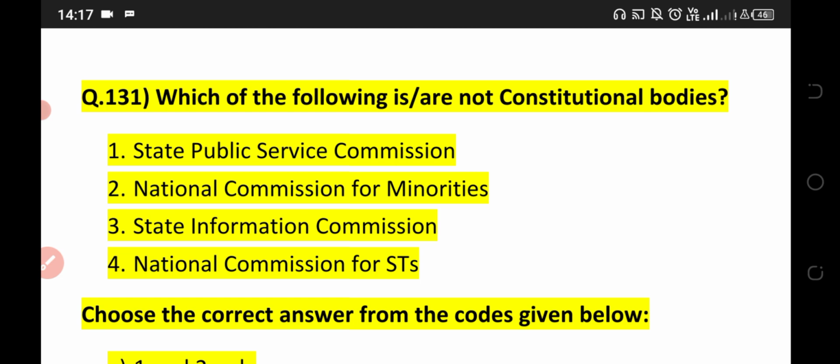Which of the following are not constitutional bodies? State Public Service Commission, National Commission for Minorities, State Information Commission, National Commission for STs. Which are the not constitutional bodies?